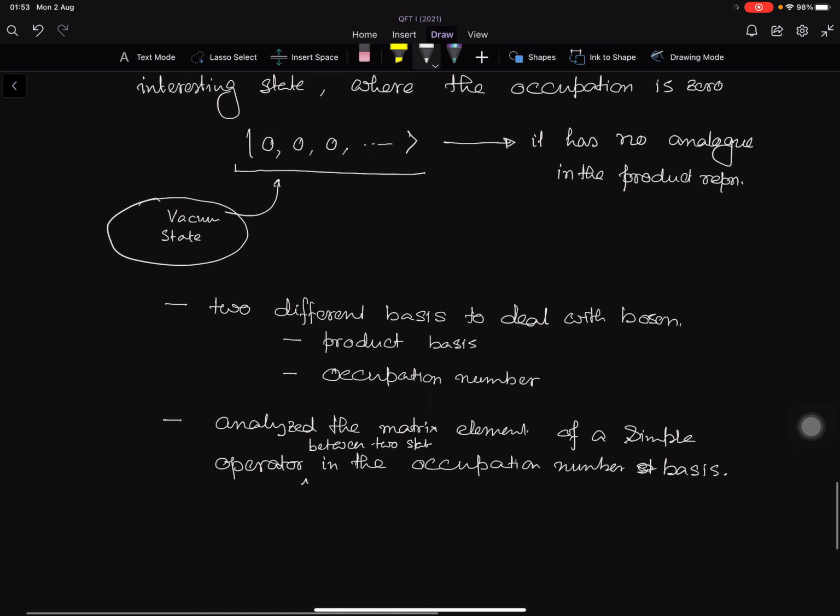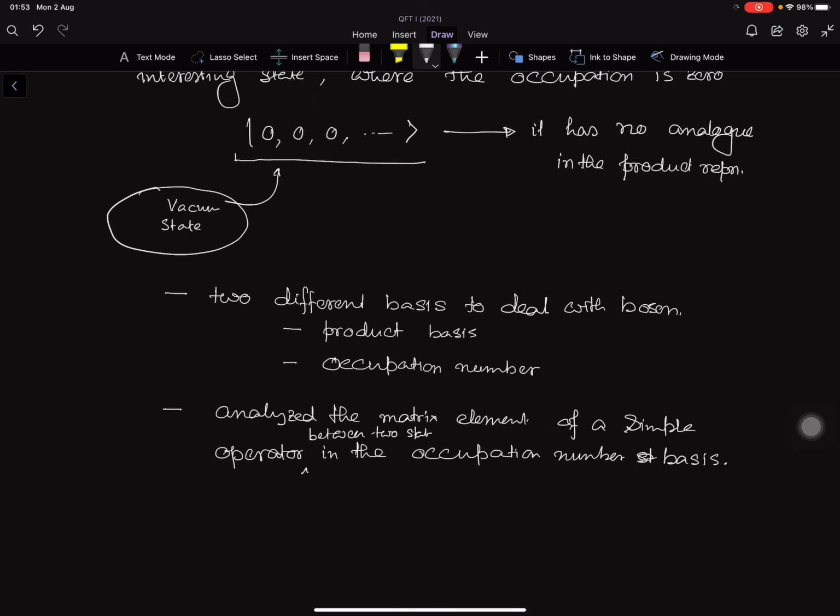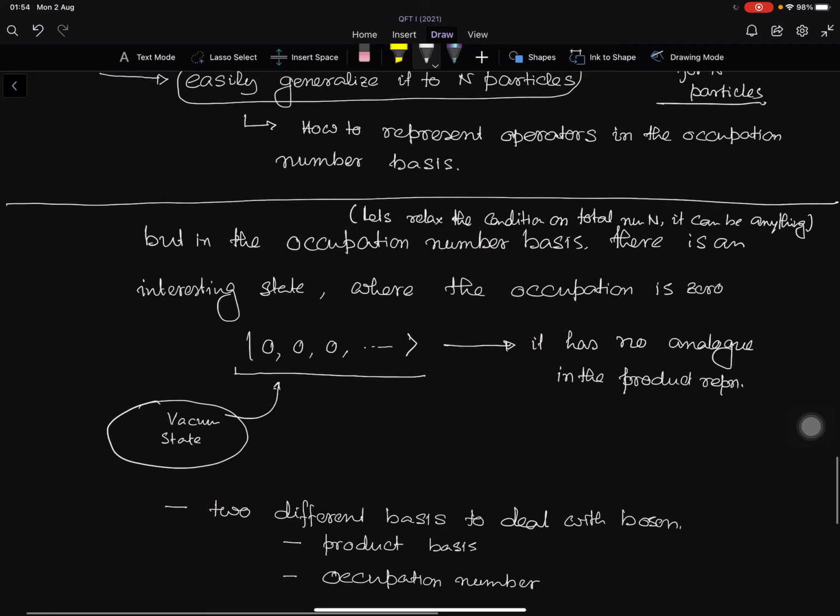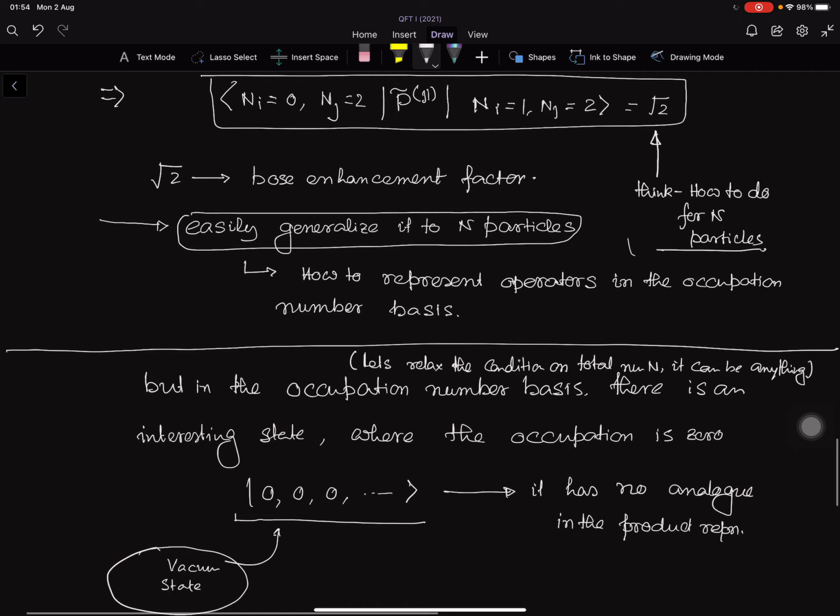Okay, so in the next lecture we will see how to generalize this and how to define these operators in the occupation number basis without referring to the product basis. That will be the discussion for the next lecture, and we end here. We encourage you to think about how to generalize this, so that you already have some idea before the next lecture.